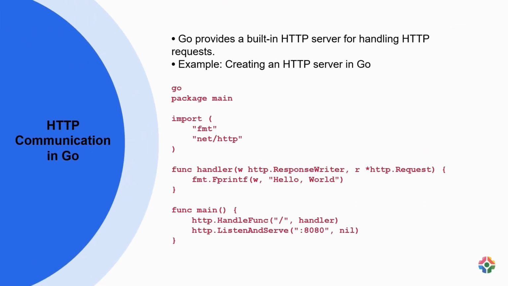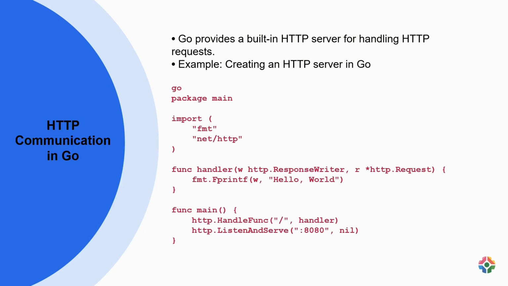The Go programming language offers a built-in HTTP server for managing HTTP requests. To create an HTTP server in Go, you first need to define a handler function that specifies how the server responds to HTTP requests. In the provided example, a simple server is created with a handler function that writes hello world as the response. The http.HandleFunc function is used to register the handler function with the server for a given route, / in this case. Subsequently, http.ListenAndServe starts the server on port 8080. This setup enables the server to listen for incoming HTTP requests and respond accordingly based on the defined handler function.